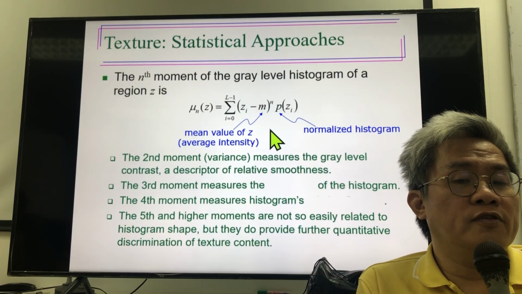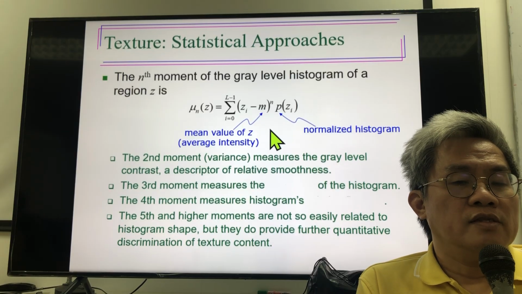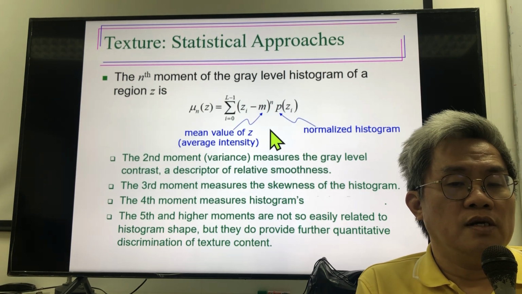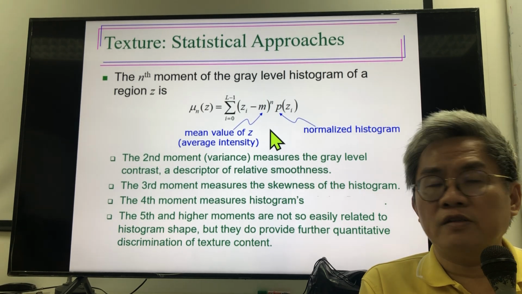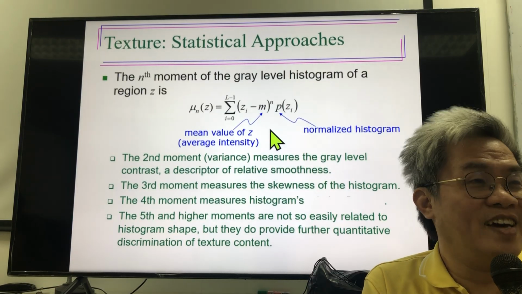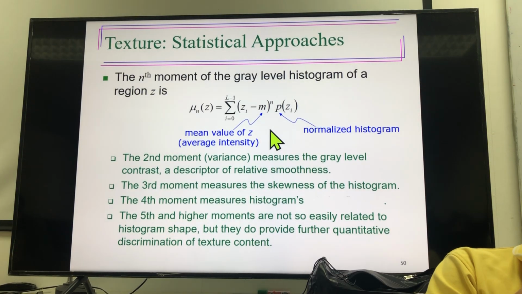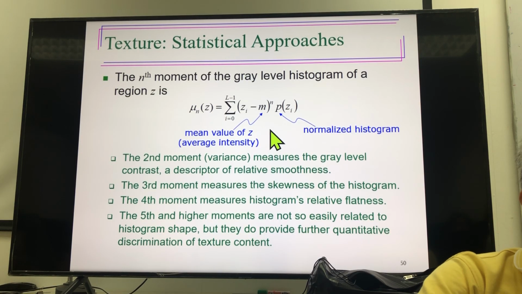So it's a descriptor for relative smoothness. The third moment measures the skewness of the histogram. And for 5 or more, there will be some meaning, but we don't know what they are, but we know we can use it. So when you have a bunch of data, this statistical approach is most popularly used. The fourth moment represents the relative flatness of the histogram. The third moment represents the skewness of the histogram.